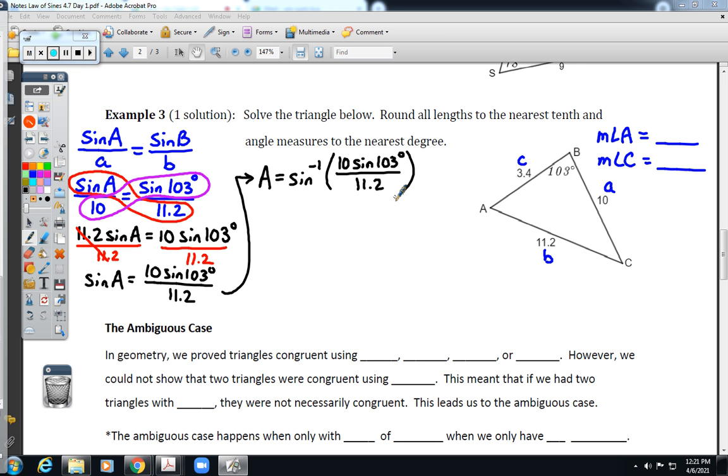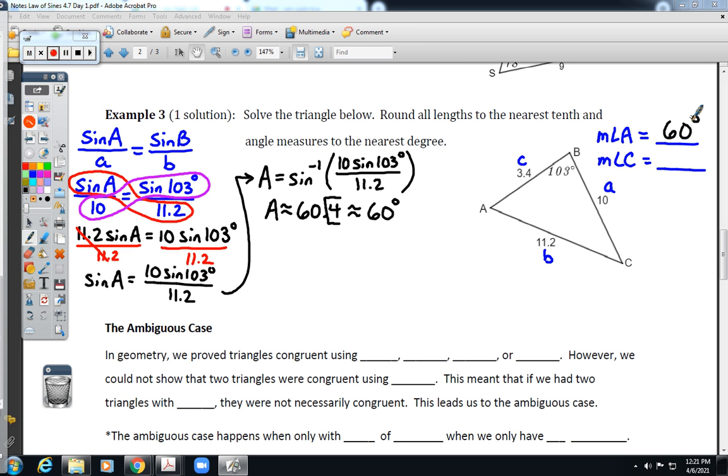We are told to round any angle measure to the nearest degree. So A is approximately 60.4 degrees, which means we round it down to 60 degrees. Because that's what the directions tell us to do. 60.4 would round down to 60 degrees.